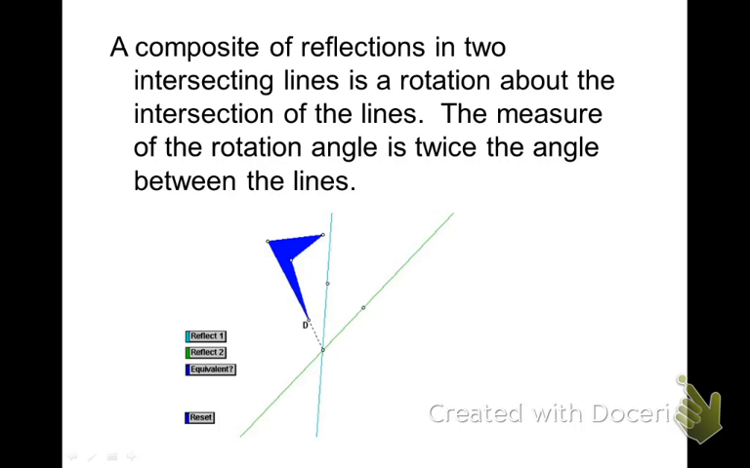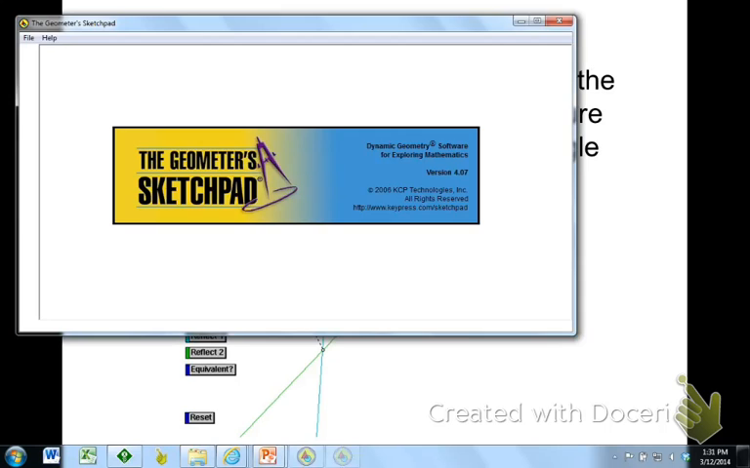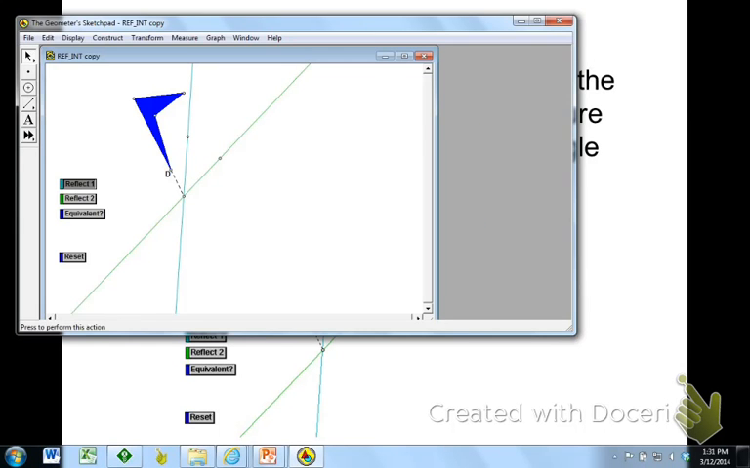If you have a composition of reflections in intersecting lines, here's what's going to happen to that. So here we have the first reflection in the first line, and then when we reflect that in the second line that intersects that, it's obviously now not going to be a translation. But instead, the reflection in two lines that intersect can be done with a rotation.